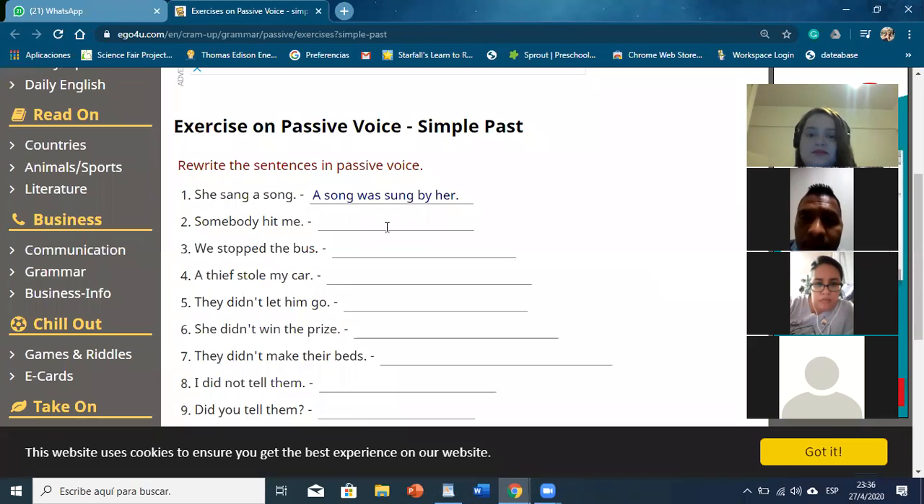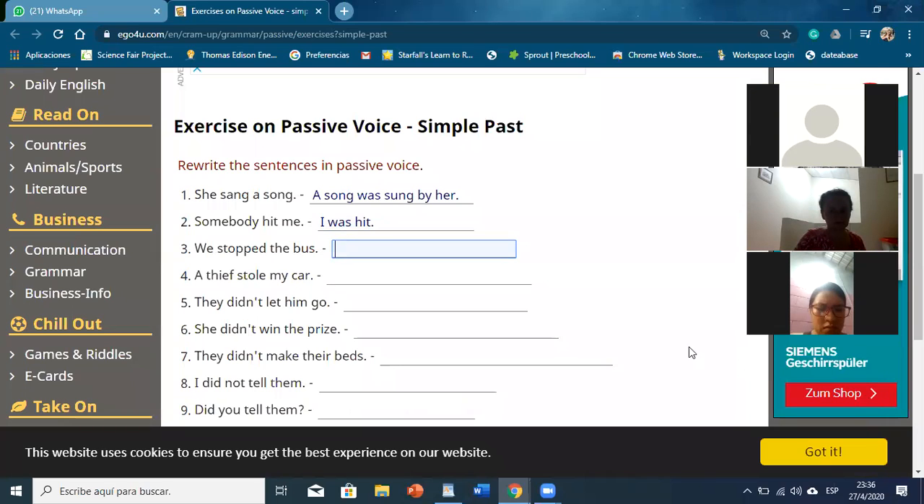And number two. Anybody can help? We did that with you. I was hit. Okay, three. I was stopped by a horse. Perfect. Number four. My car was stolen by a thief. Very good. Five. Got it?